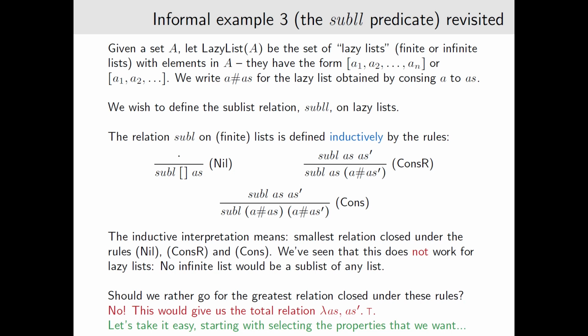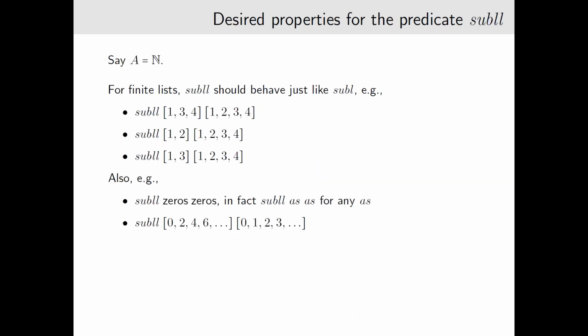So I'm going to rediscover the coinductive interpretation and the coinduction proof rule by taking it slowly, so to speak. So let's see what are the properties that we want about the sublist relation on lazy lists. Well, first of all, we want this to extend the sublist relation on lists, right? So we want to have things like 1, 3, 4 is a sub-lazy list of 1, 2, 3, 4. And so should be 1, 2, and 1, 3, right?